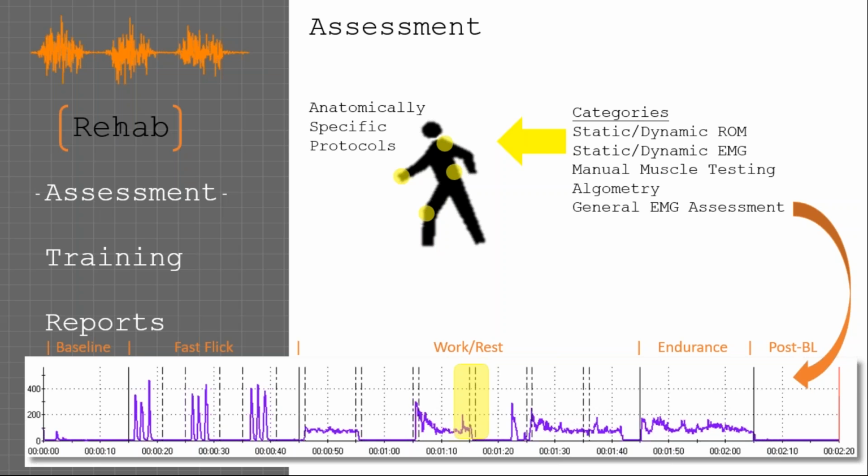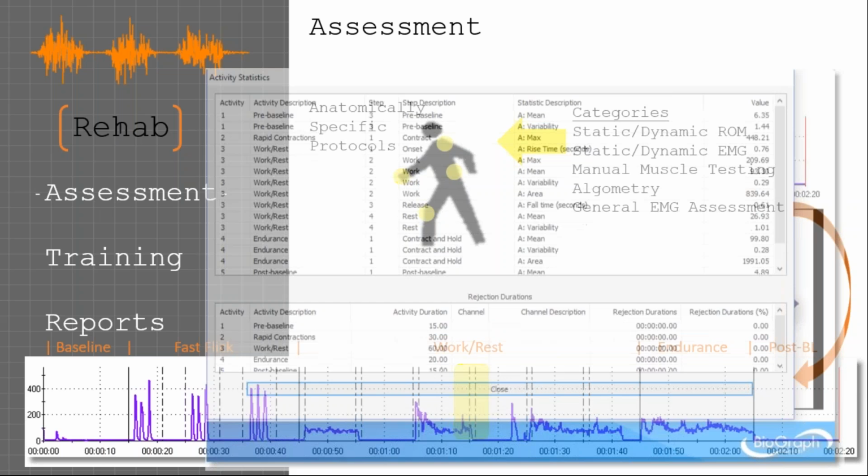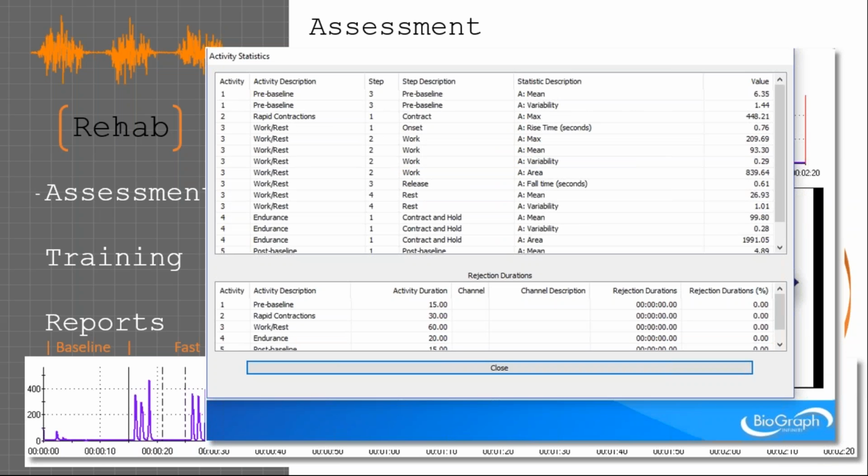Building on that, we're able to generate metrics that are going to be hyper relevant to what we're doing. So our first part, we have our work rest step here. All of the metrics we're going to produce for that work rest are going to be relevant to a work rest protocol. We're not going to look at the mean of necessarily a rest period unless we're looking at tone and say, okay, do we need to train relaxation? What's our resting level at?